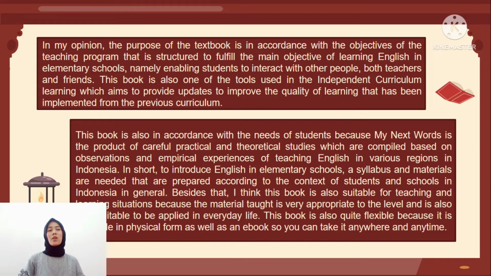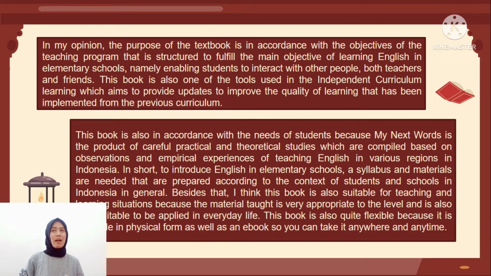And this book is also in accordance with the needs of students because My Next Word is the product of careful practical and theoretical studies which are compiled based on observation and empirical experience of teaching English in various regions in Indonesia. In short, to introduce English in elementary school, a syllabus and material are needed that are prepared according to the context of student and school in Indonesia in general.